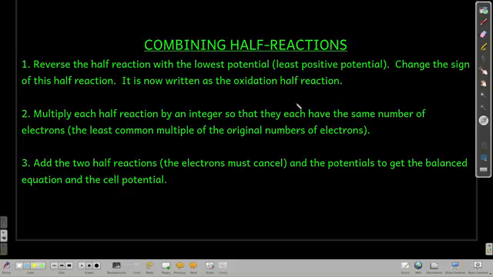So it's going to be written out. That's going to be the oxidation half reaction. Then you're going to have a certain number of electrons in each of those half reactions. Find the least common multiple and multiply each by an integer so that you get the least common multiple of that number of electrons. The electrons are going to cancel out. Next, you add the two half reactions, making sure the electrons cancel. When you add the reactions, you add the potentials. So, when you multiply a half reaction through by an integer, you do not, I repeat, you do not multiply the cell potential. Just leave it as it is.